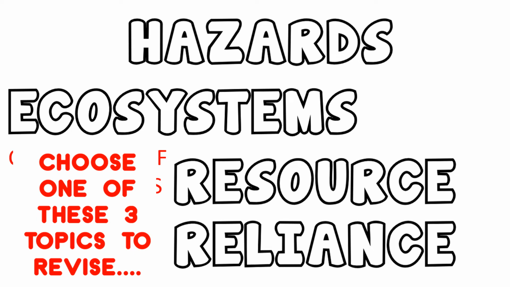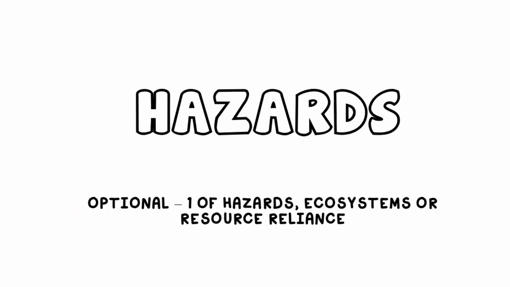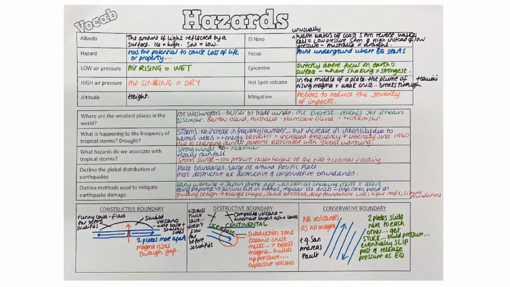Okay, so remember you choose one of either hazards, ecosystems, and resource reliance. This PowerPoint is for the hazards option. So remember your hazards section is broken down into two further sections. You've got your tectonics section, and then you've got your weather hazards section. So you've got some key terminology that you need to look at on here.